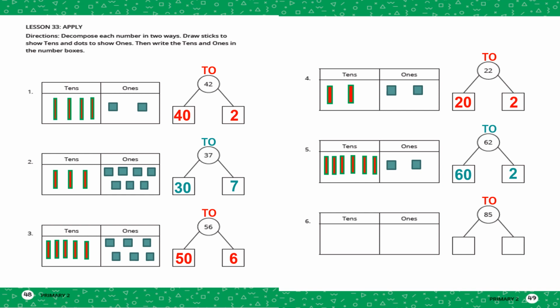Number 6, 85. Let's draw 8 sticks in tens box. 5 small squares in ones box. Let's decompose 85. 8 in tens, it will be 80. 5 in ones, it will be 5 as it is.